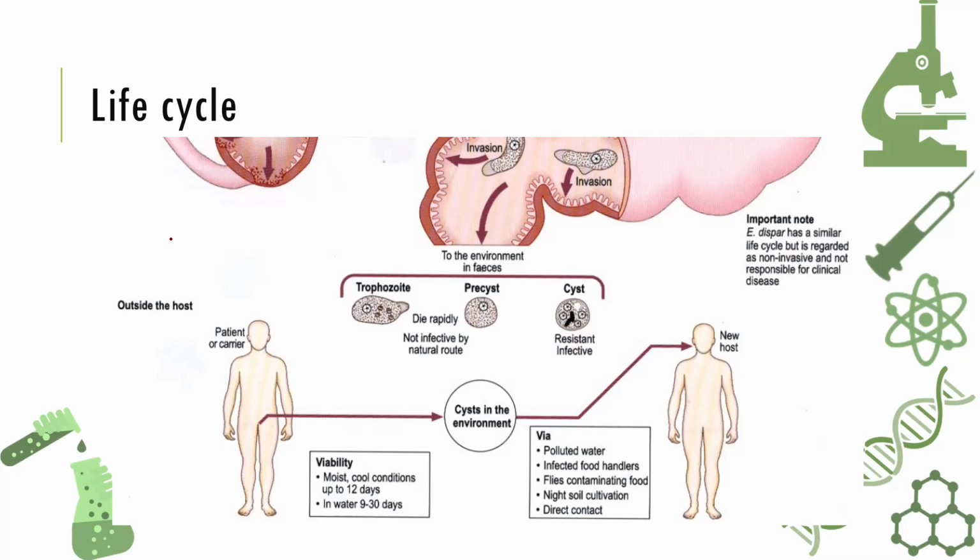Now remember, the presence of Entamoeba histolytica in the stool can be a trophozoite, can be a pre-cystic stage, or the cystic stage, which is the mature, the well-grown. Okay? Remember, guys, that Entamoeba histolytica can survive in water up to 30 days, 9 to 30 days. In a moist, cool condition, up to 12 days.